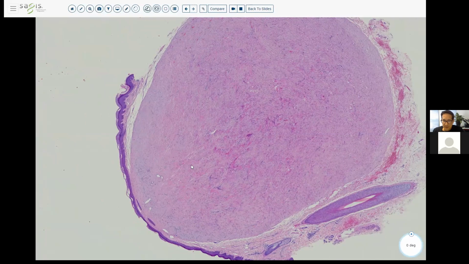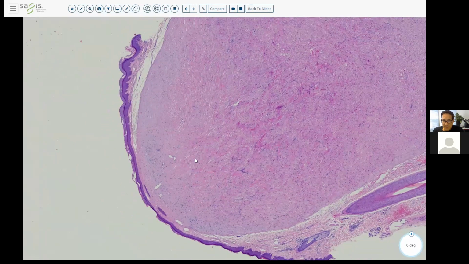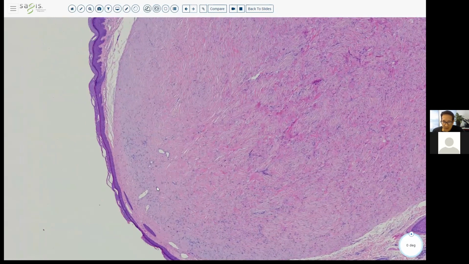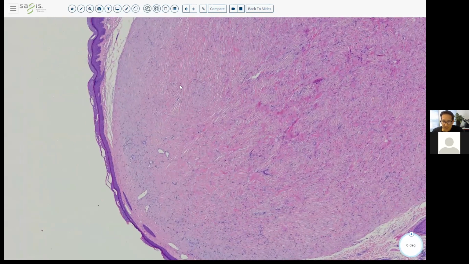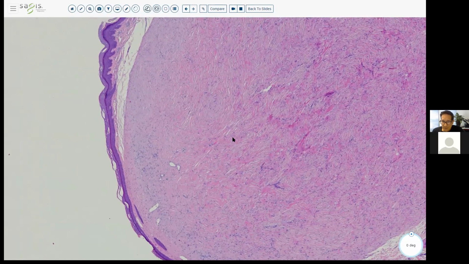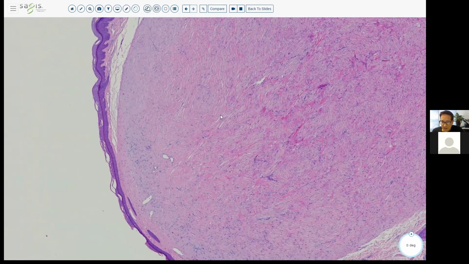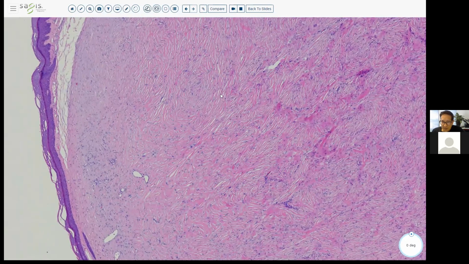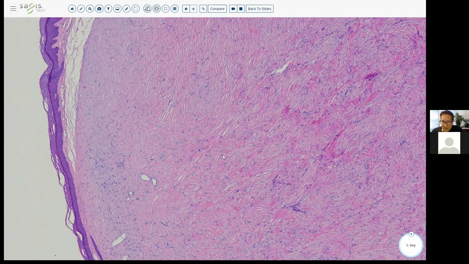And as we zoom in, the lesion is moderately cellular. It's more cellular in some areas and hypocellular in other areas. But right off the bat, what should catch your eye are these little slit-like spaces. So you've got this collagen, and in between the collagen bundles are these slit-like clear spaces.